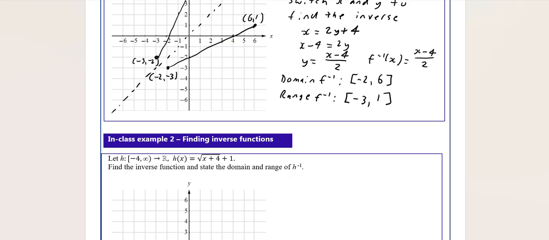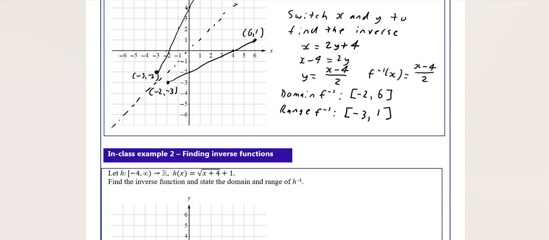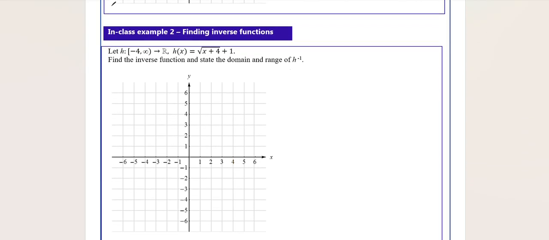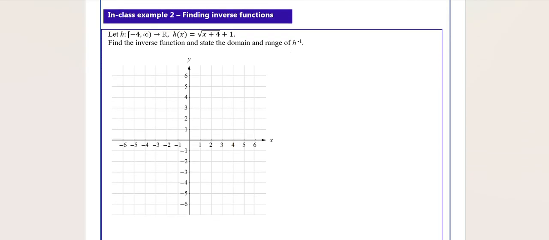We've got a starting function, and we want to figure out what the inverse function is in terms of its rule, maybe in terms of what it looks like, and in terms of what its domain and range are going to be. Now, the next one's going to be a pretty similar kind of deal. We've got a different rule, square root of x plus 4, plus 1. And it's going to run from -4 to infinity as its domain.